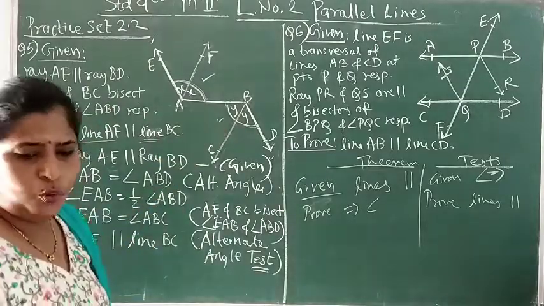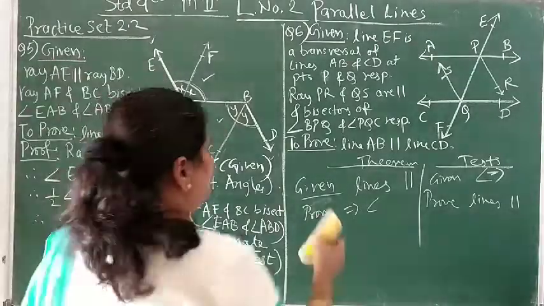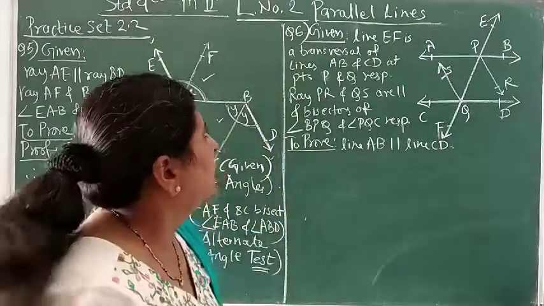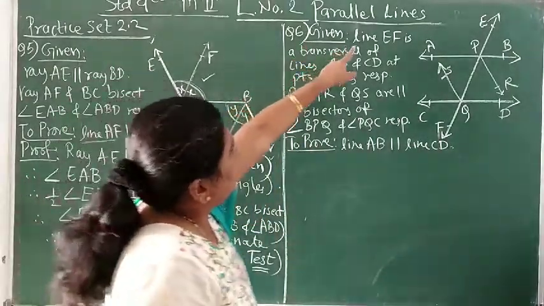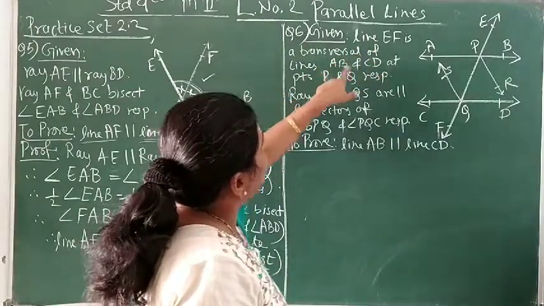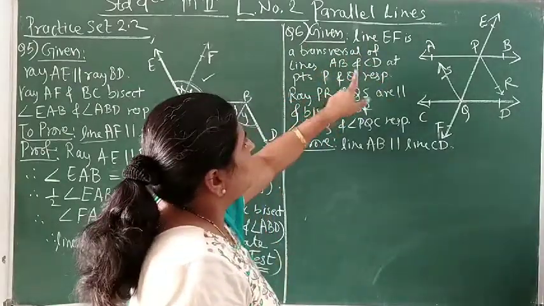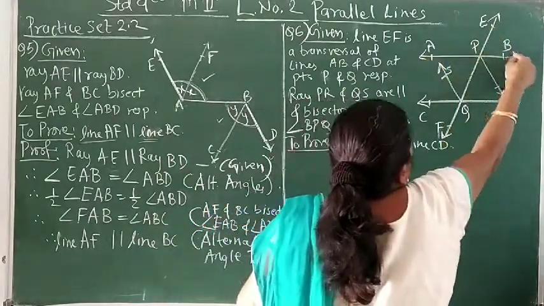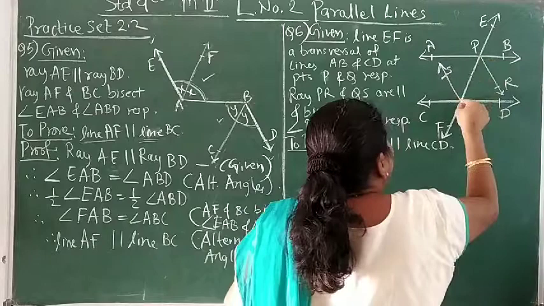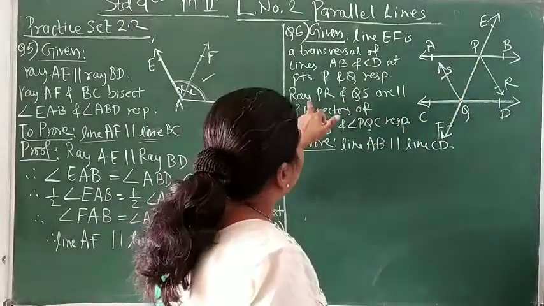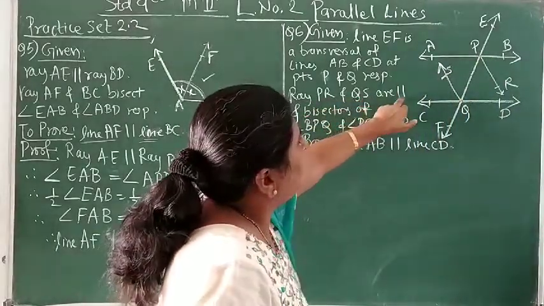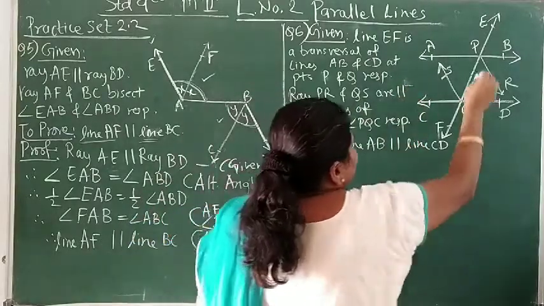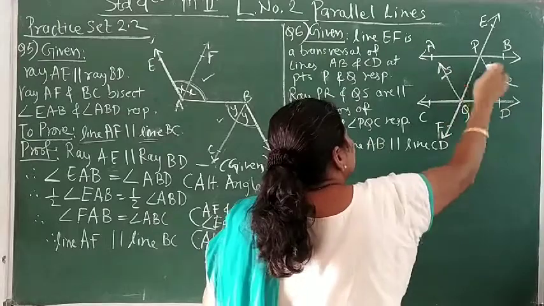Now let's come to question number 6. In question number 6, what is given and what we have to prove? Let's see. Given: line EF is a transversal of lines AB and CD at points P and Q respectively. Ray PR and ray QS are parallel. Here I have written it in short, using the symbol of parallel. So these two rays PR and QS are parallel.